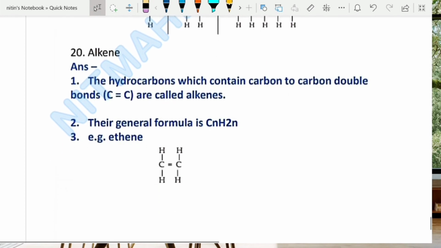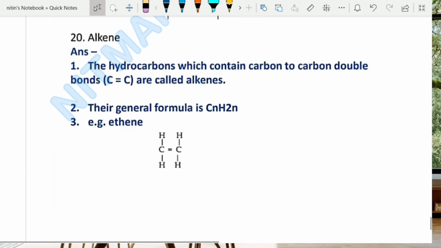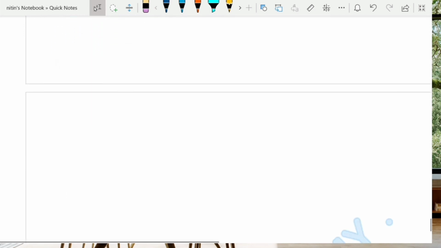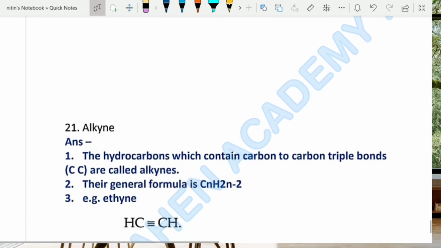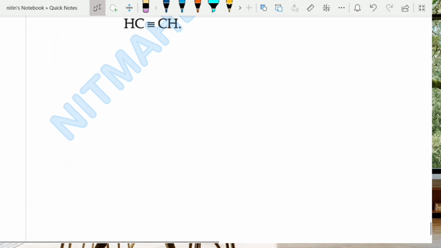Molecular formula CnH2n+2, CnH2n, CnH2n-2. Alkane, alkene, alkyne. Next, alkyne, carbon carbon triple bond. Ethyne is the most important example.